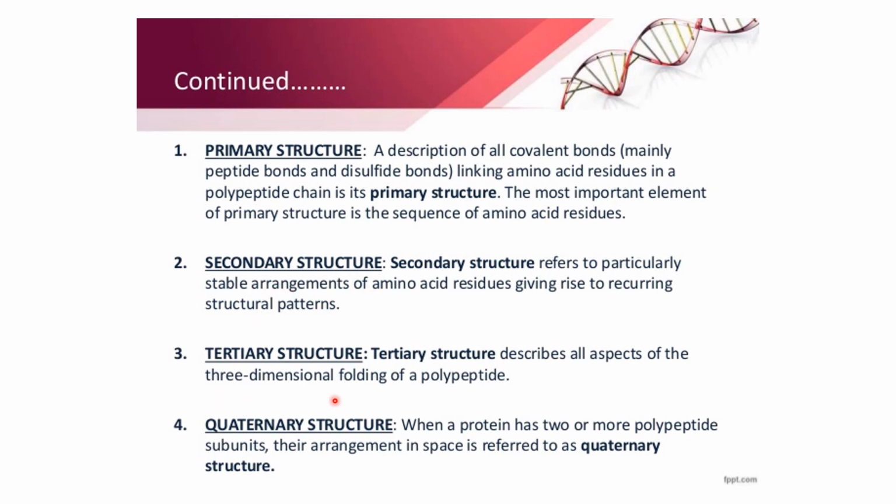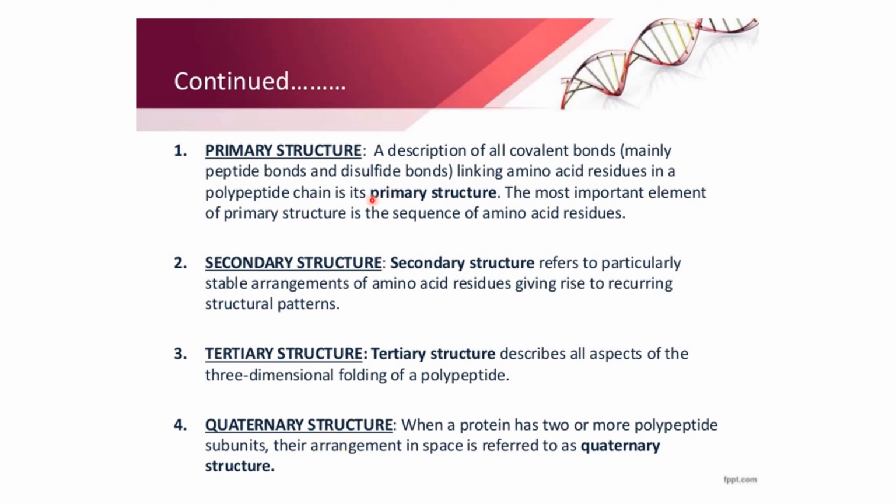Now what is tertiary structure? Tertiary structure is the three-dimensional folding of a polypeptide chain. Now what is quaternary structure? Quaternary structure is a protein having two or more polypeptide subunits, that is, two or more subunits of tertiary structure. That is called quaternary structure.